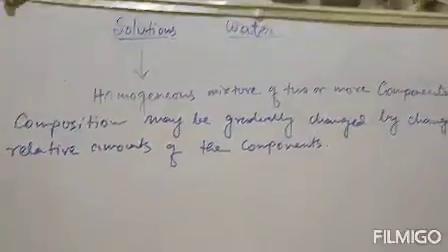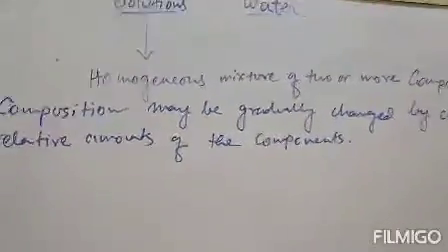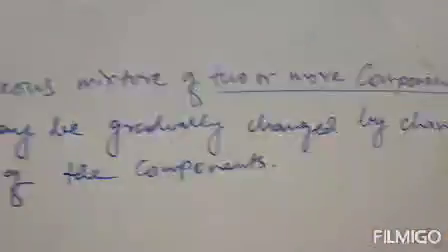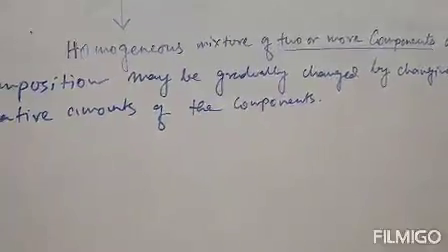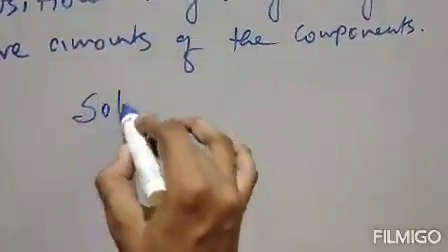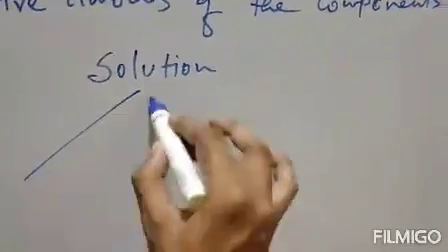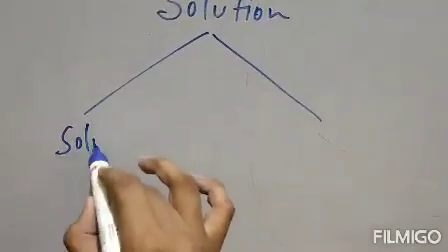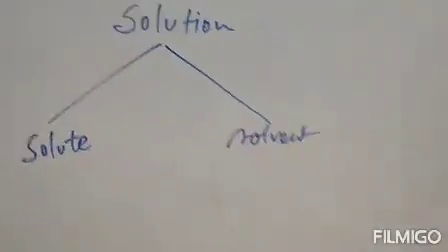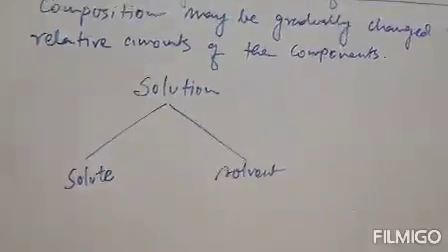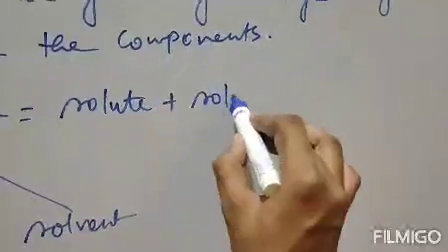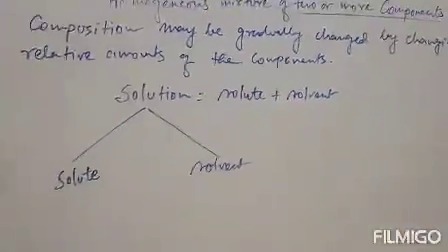Basically, a solution is a mixture. Now there are two components of a solution. It is a mixture of two or more components, but in short it is formed of only two components. In a solution, one component is solute and the other component is solvent. That means we can write: solution equals solute plus solvent.